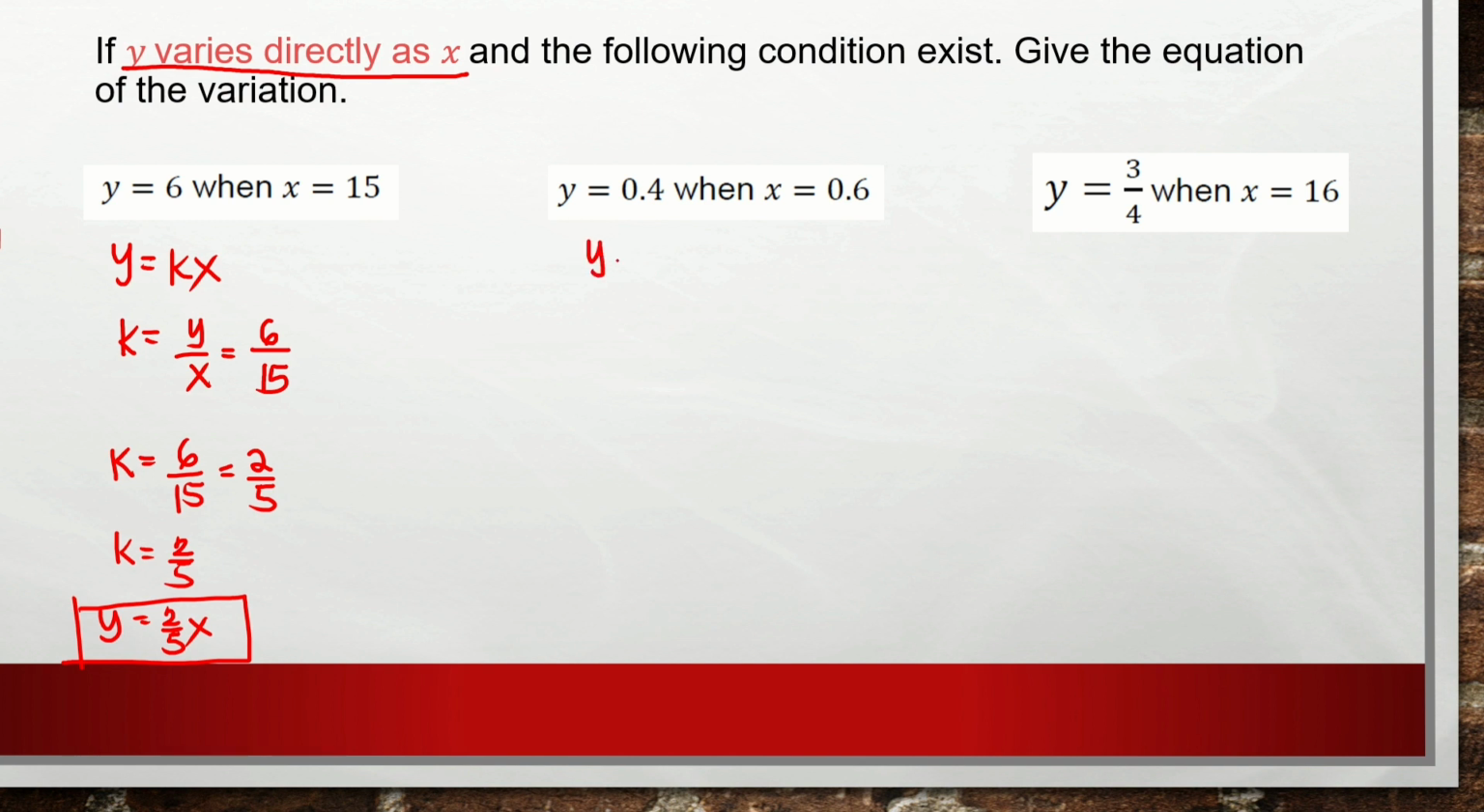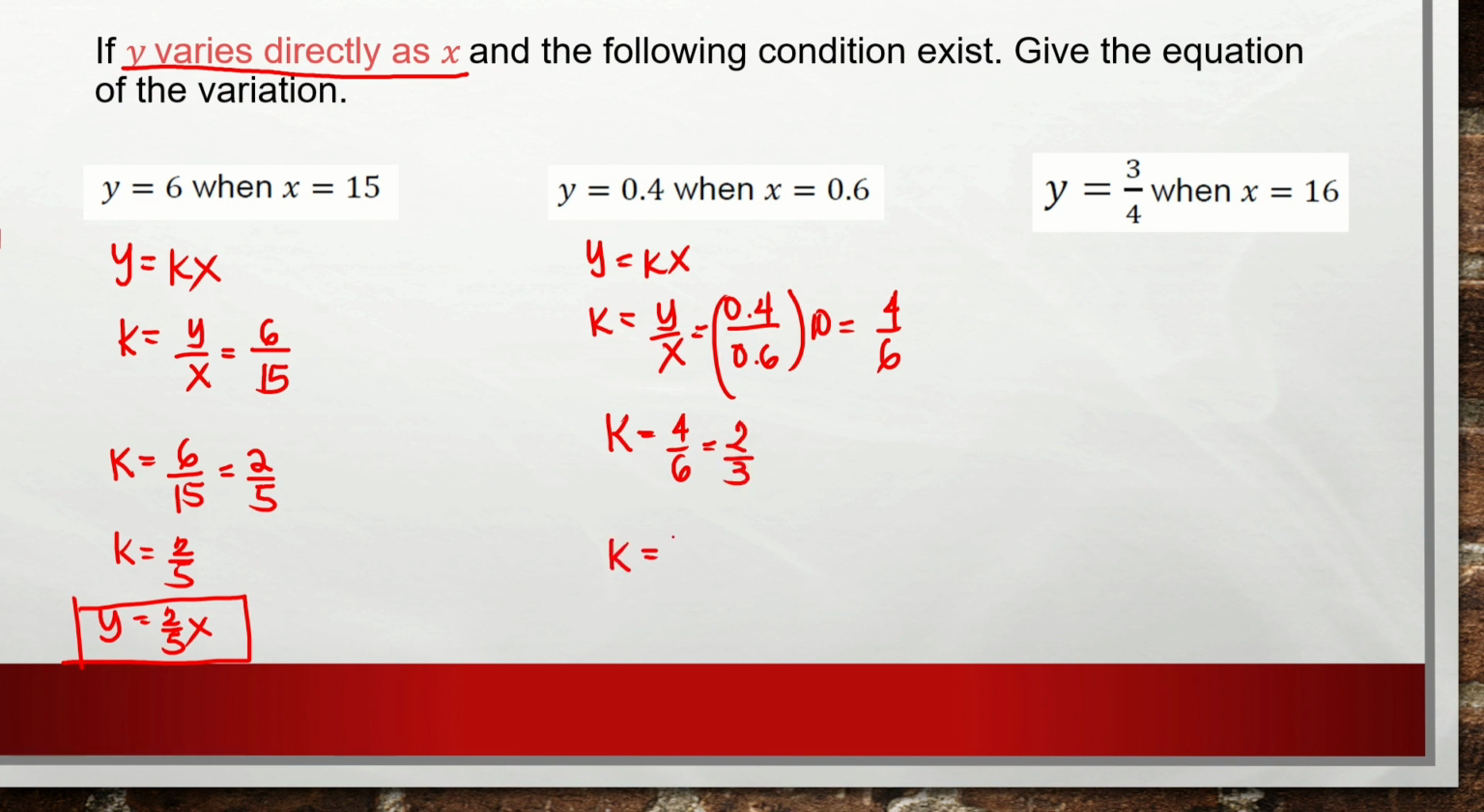So again, that's y is equal to kx. k is equal to y all over x. The value of y is 0.4 and the value of x is 0.6. So for this, we multiply both sides of the equation by 10. So that's now 4 over 6. Our k is 4 over 6. When you reduce this to lowest term, that's equal to 2/3. And our k now is 2 all over 3. The equation of variation now is y is equal to 2 all over 3x.